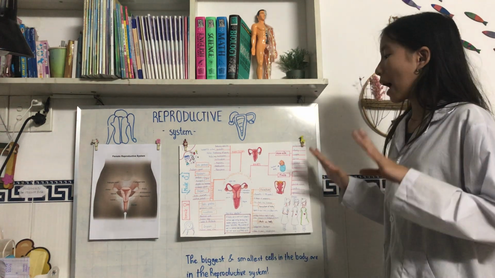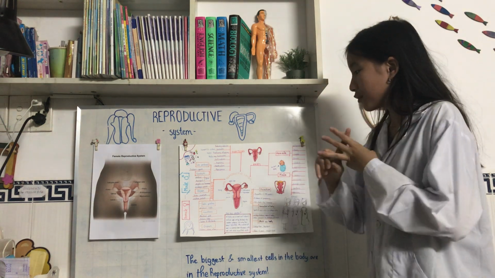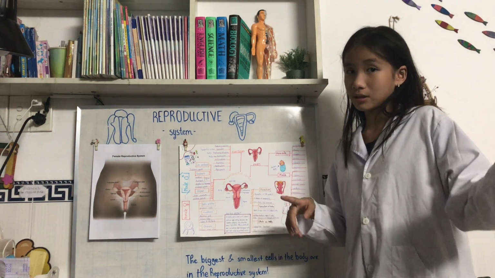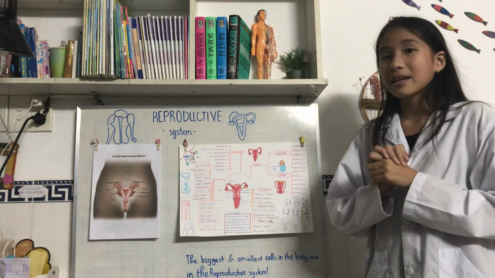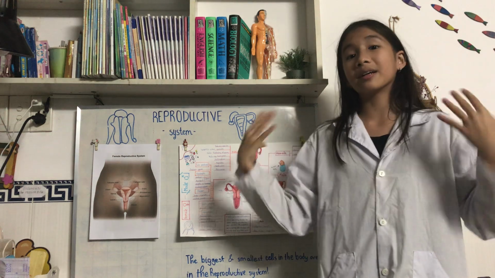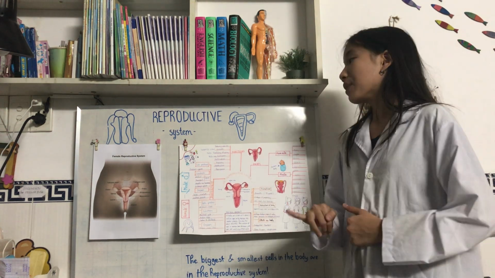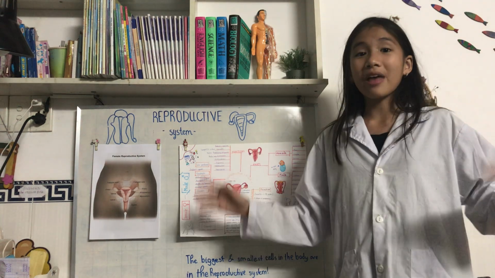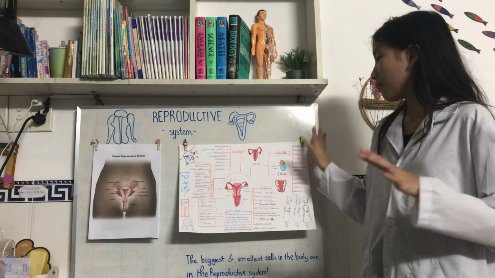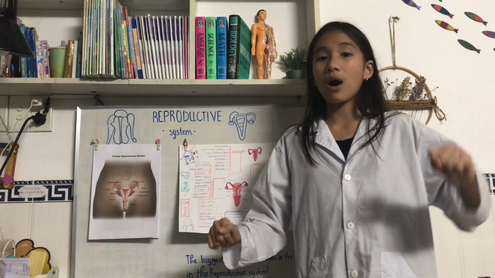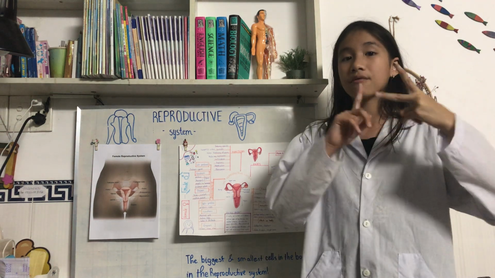Now in this video, I'm going to talk about four main parts: the functions, the parts, the differences between the male and female reproductive systems, and pregnancy. Along with that, I'll also add in some pictures to help you better understand what I'm saying, as well as a fun fact too. Let's start with our first part, the parts of the reproductive system. I'm going to talk about two main reproductive systems, the male and female.